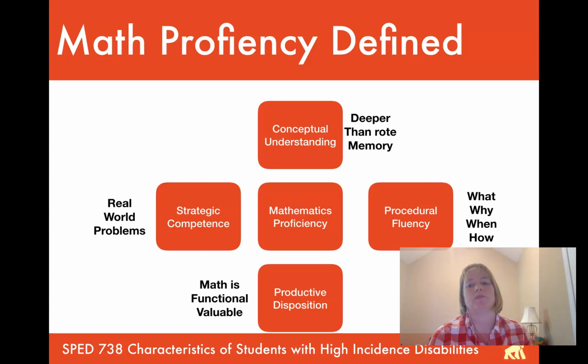And then procedural fluency. So understanding the what, the why, the when, the how of how we solve equations and math problems. And then the strategic competence, and this is where we really take this conceptual understanding, this procedural fluency, and apply it to real-world problems, having that generalization to be able to solve a concept that's challenging with strategy. And then finally, the productive disposition. So that is, we have an understanding that math is functional, that math is valuable for us to know.